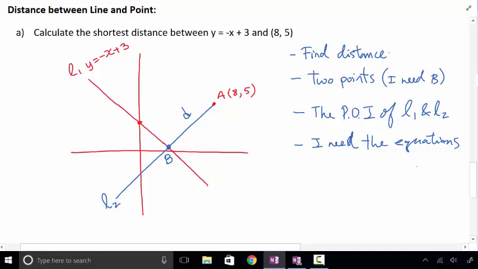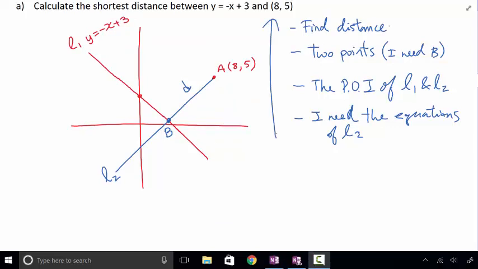So I need the equations of line 2, because I already have line 1. Okay, so this is our thought process. What you need to do is work yourself from the bottom up. To find the distance, you need 2 points. To find 2 points, you need the point of intersection. To find the point of intersection, you need 2 equations. The first thing I'm going to do is find the equations, then find the point of intersection, which will give me my 2 points, which will help me find the distance. You got it? Okay, good.